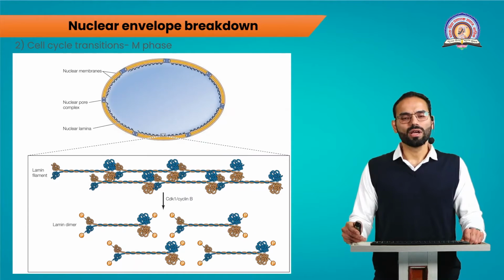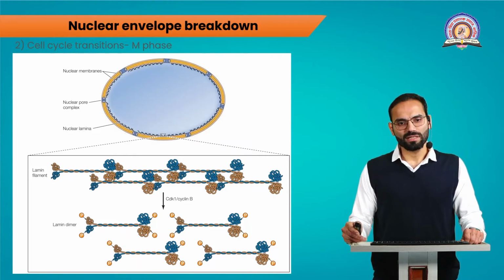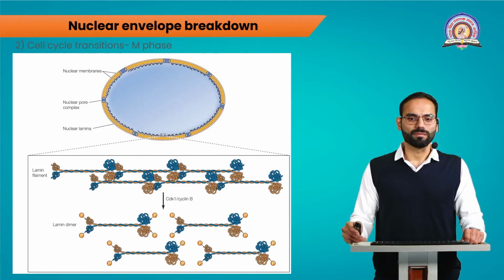So the second thing which happens during mitosis with the help of kinases is the nuclear envelope breakdown. This nuclear envelope consists of a wide range of proteins. Those are nuclear membrane proteins, nuclear pore complexes, as well as nuclear lamina.